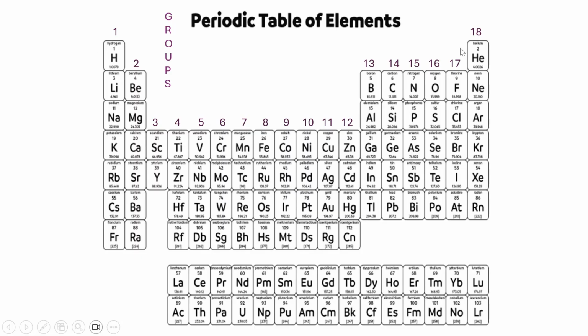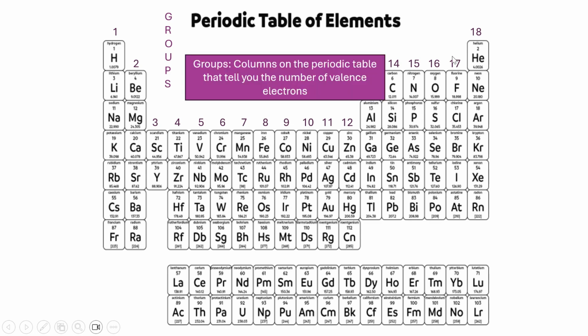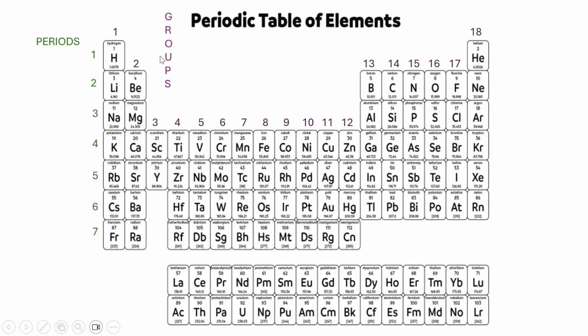There are 18 columns on the periodic table. The groups are columns that tell you the number of valence electrons. We've not gone over valence electrons yet. We will later on, but this is just a little preview. Now, those are the columns, and you also have side-to-side horizontal rows. The rows are called periods. There are 7 periods on the periodic table. These again are side to side.